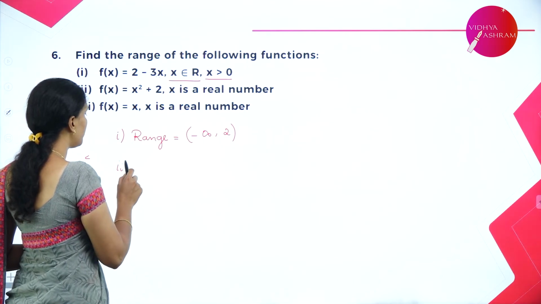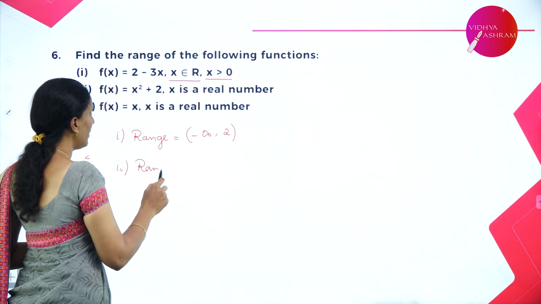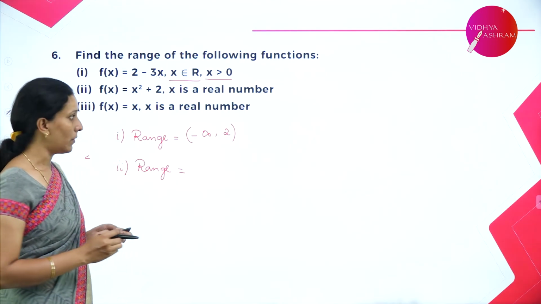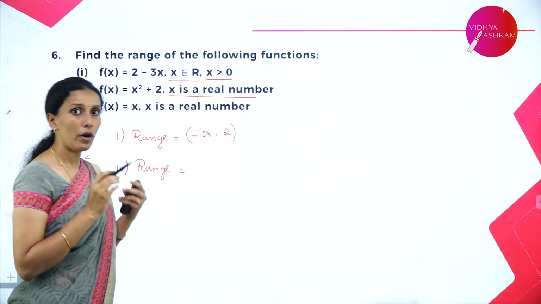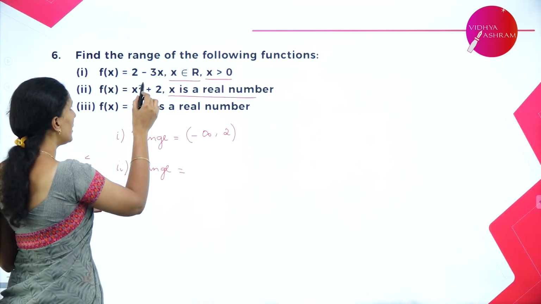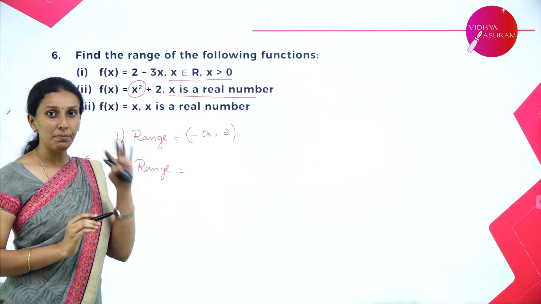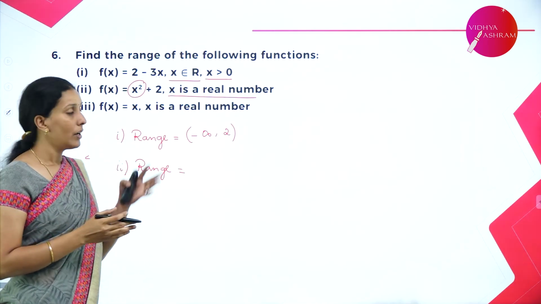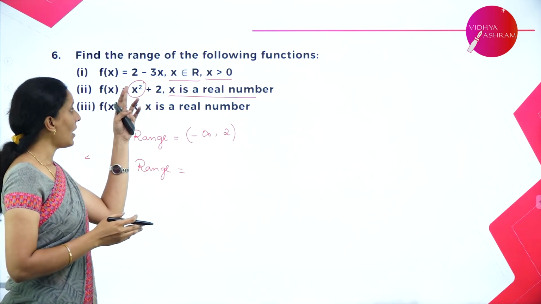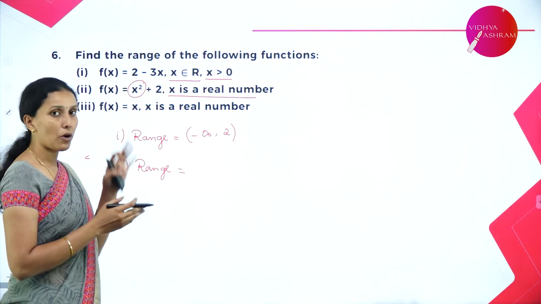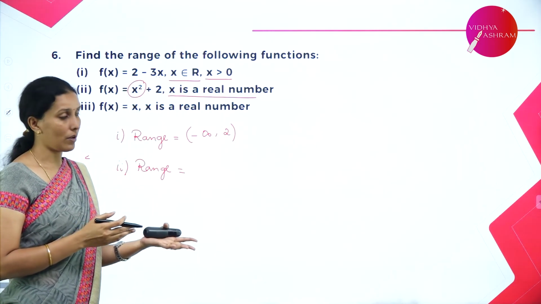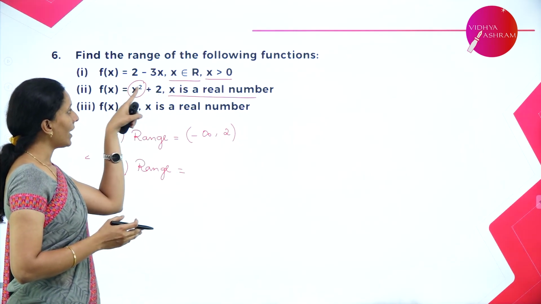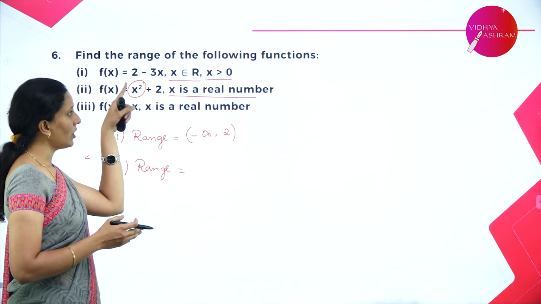Next, we have here the second one, f of x is equal to x square plus 2. x is a real number. Your domain is real numbers. What about the range? We know that x square is always positive. Whether you square a negative number or a positive number, it is always positive. And when you add plus 2 to any positive number, it is again a positive number. And if you take x is equal to 0, you will get 2. If you take x is equal to minus 1 or plus 1, you will get 3.